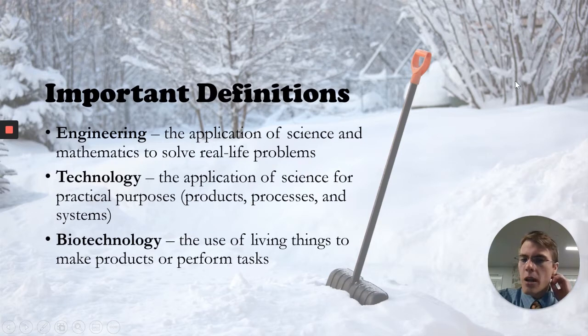So what is engineering? Engineering is the application of science and mathematics to solve real-life problems. What is technology? Technology is the application of science for practical purposes, products, processes, and systems. Almost anything you can think of that humans have made is a technology, or processes that humans have designed are also technology. And then what is biotechnology? Biotechnology is the use of living things to make products or perform tasks. So it's essentially technology, but when living things are involved in that technology.